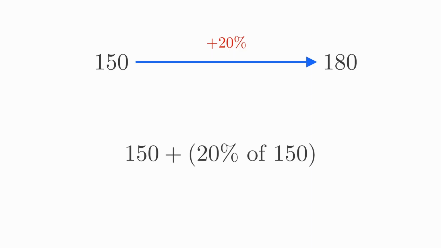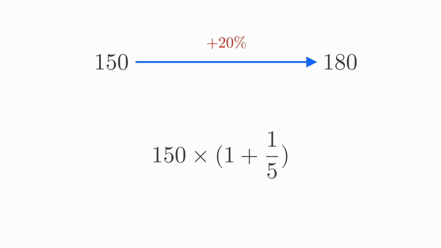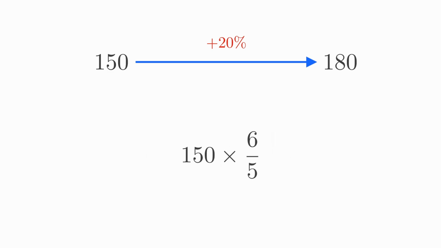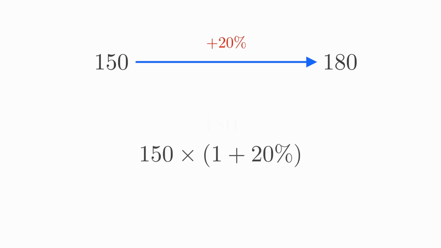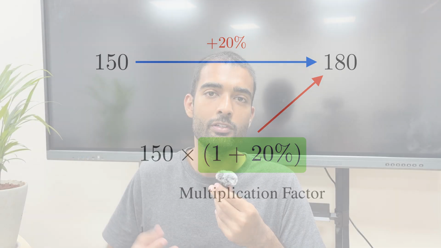Let's take 150 as common. And we know that 20% is nothing but 1 by 5, which evaluates to 6 by 5 from our fractions. Finally, we get the same thing, which is 180. But the interesting thing to observe is this 1 plus 20%. This is something really interesting. 1 plus 20% is nothing but a multiplication factor. So we multiply 1 plus 20% with the initial value to get the final value. And we'll learn a little bit more about this multiplication factor in the last part of this tutorial.